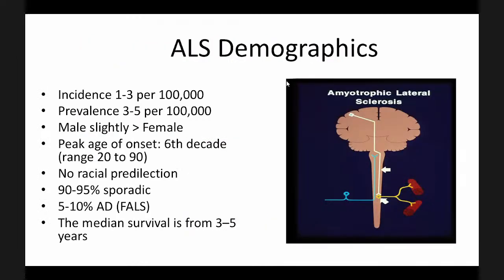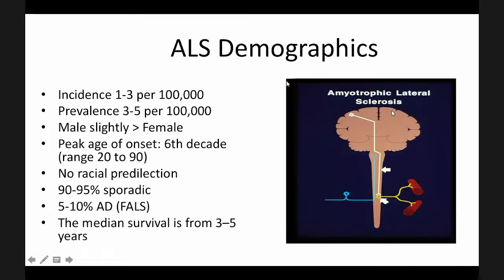The incidence is one per 1 lakh population. Prevalence is 3 to 5 per 1 lakh, and we have a slight male predominance over females, and the peak onset is in the 6th decade. There is no racial predilection, and 90 to 95% are sporadic. However, there are familial cases of 5 to 10%, and the median survival is 3 to 5 years. So once you are diagnosed with ALS, there is a high chance of mortality within a few years.